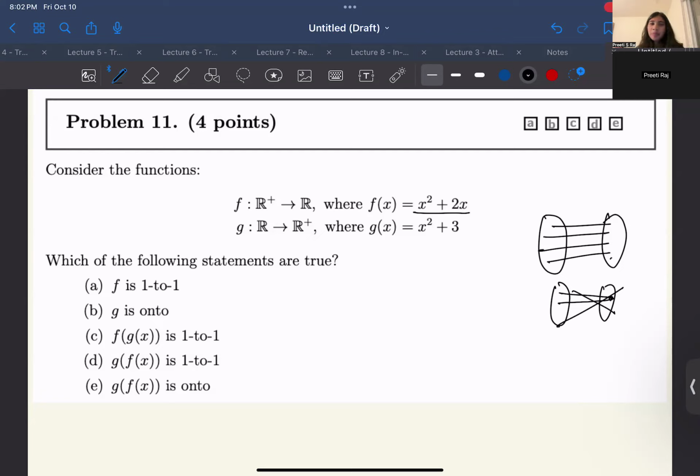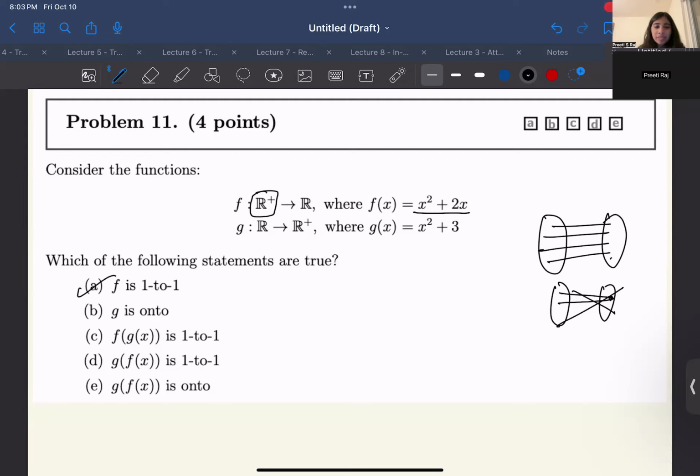Typically, when you see squared, that means that because positive numbers and negative numbers have the same square, it typically is not 1 to 1. But because the domain is R plus, we're restricted to positive numbers. Any positive number is going to have a different x squared value, and similarly a different 2x value. When you sum that up, x squared plus 2x is going to be different for different inputs. So we can say that f is 1 to 1.